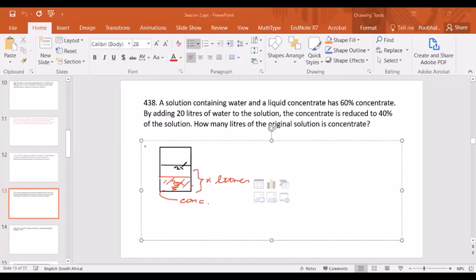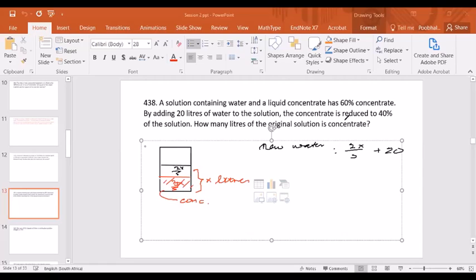So you've got 2x over 5, and these two together give you x liters altogether. But this part is water and this is concentrate. So what happens now? Now 20 liters of water is added to the solution. So the new amount of water is 2x over 5 plus 20 liters. x is in liters. Okay, so that's the new amount of water.